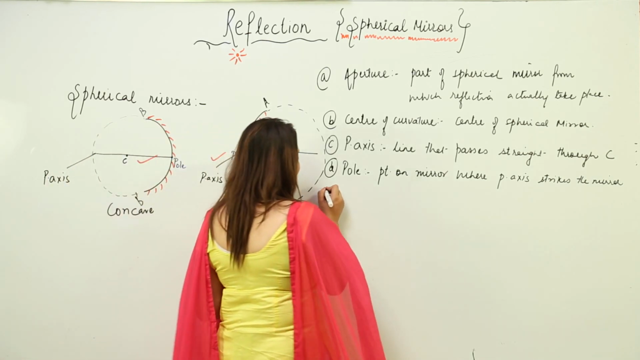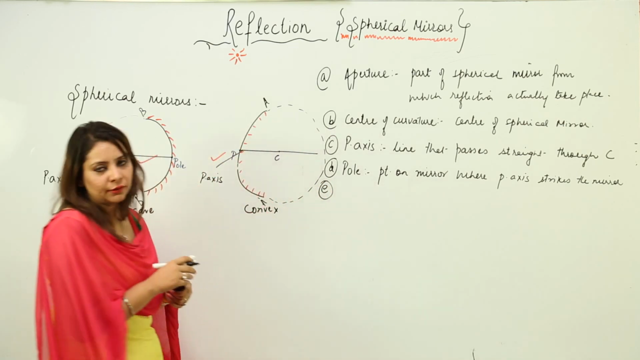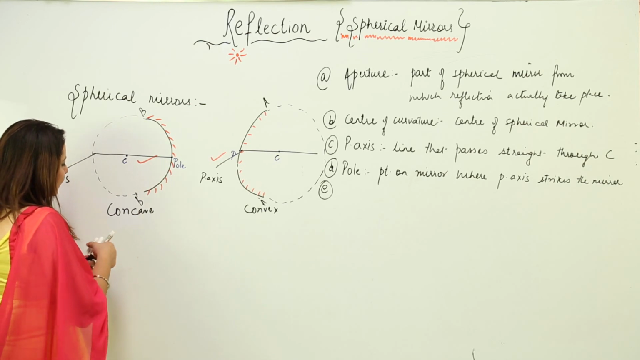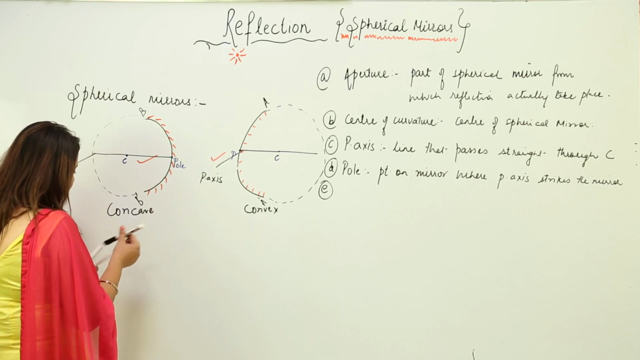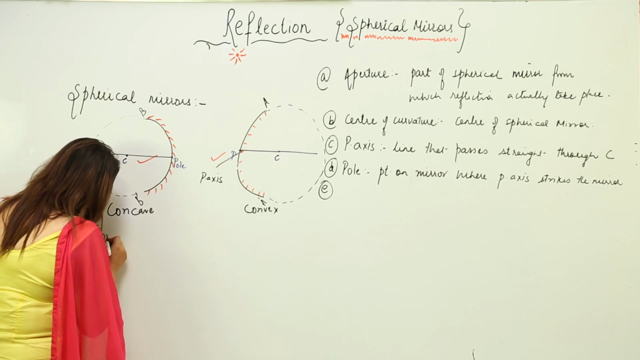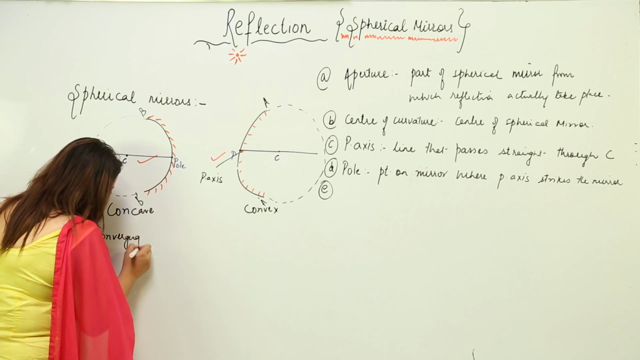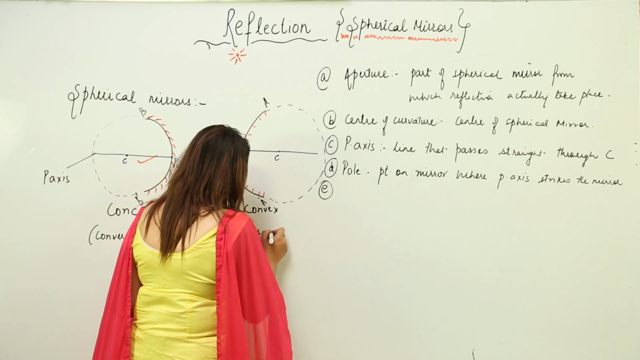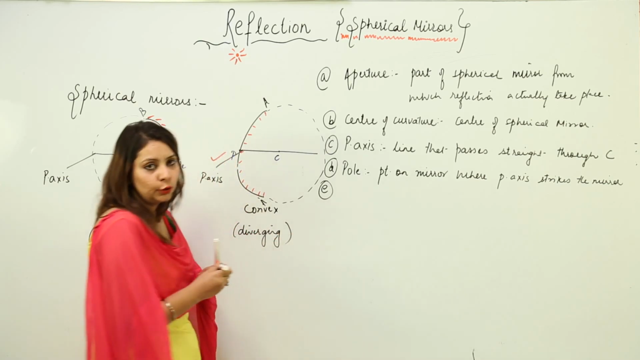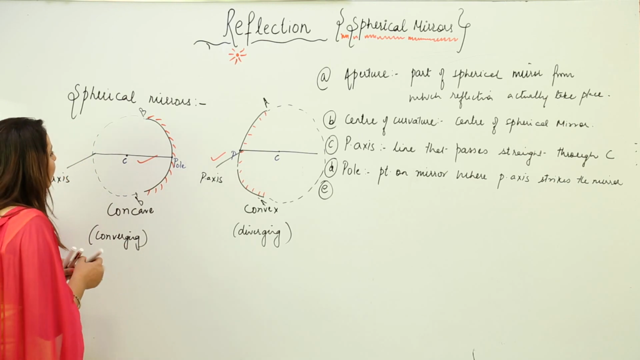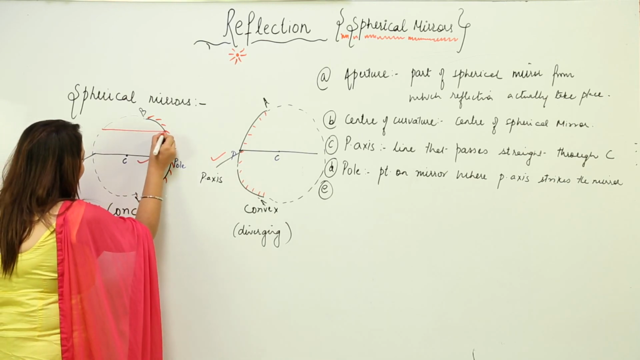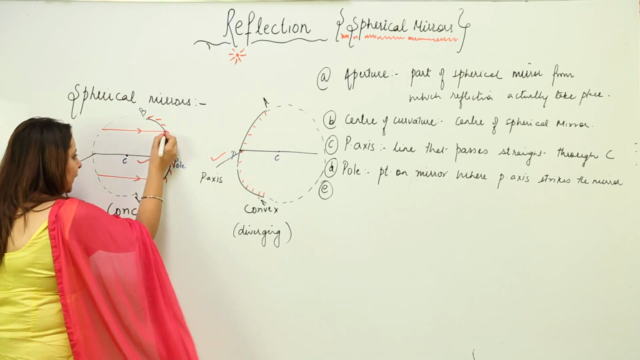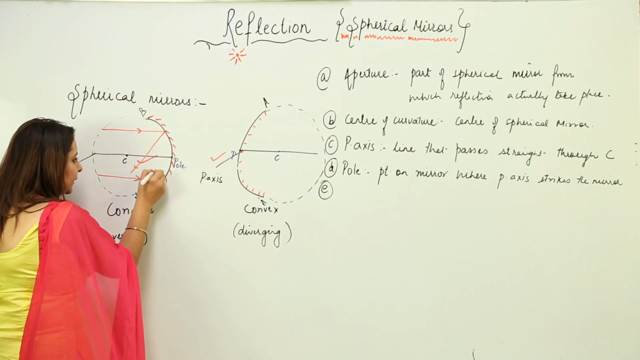Now let us talk about the nature of the concave and convex mirror. If we talk about the nature of concave mirror, it is said to be a converging mirror. I will discuss with you what these terms actually mean. And convex mirror is a diverging mirror. Now what do we mean by saying that? Suppose these are the rays which are incident on a concave mirror. It will get reflected like this. It will get reflected like this.